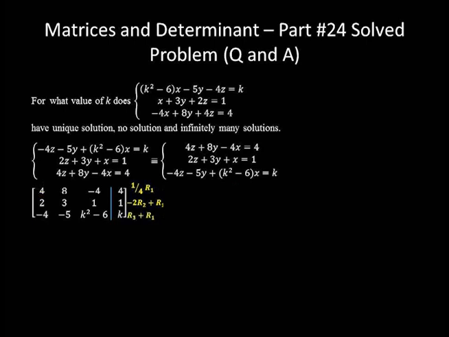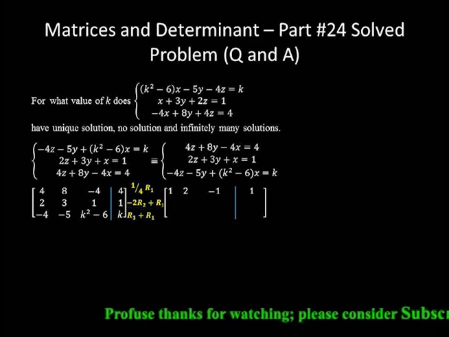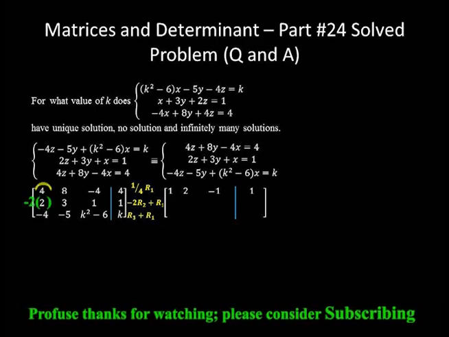Multiplying row 1 elements by 1 over 4 gives us 1, 2, negative 1, and 1. Let's calculate negative 2 times row 2 plus row 1. Of course, that result goes to row 2. Negative 2 times 2 is negative 4. Negative 4 plus 4 equal to 0. Negative 2 times 3 is negative 6. Negative 6 plus 8 gives us 2.